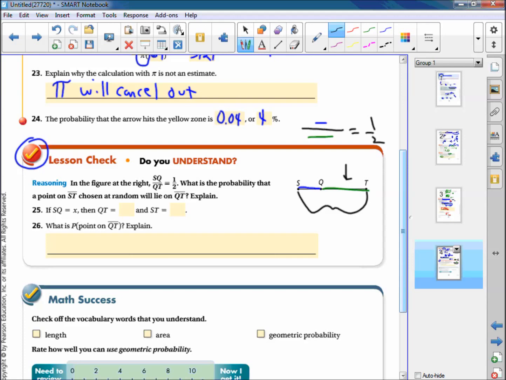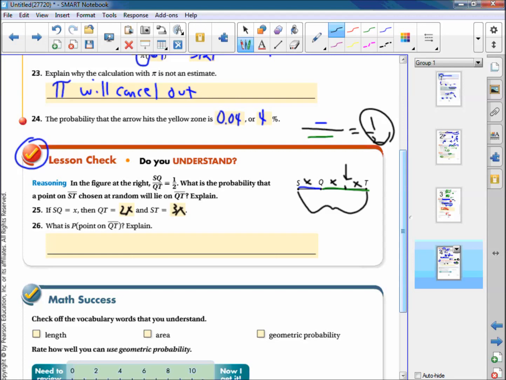Okay. So we're going to do some variables here. So we're going to let SQ equal X. So this length will be X. Then QT is going to be 2X. Remember, we know that this is split evenly. It says 1:2 ratio here. All right. And that means that ST is 3X.